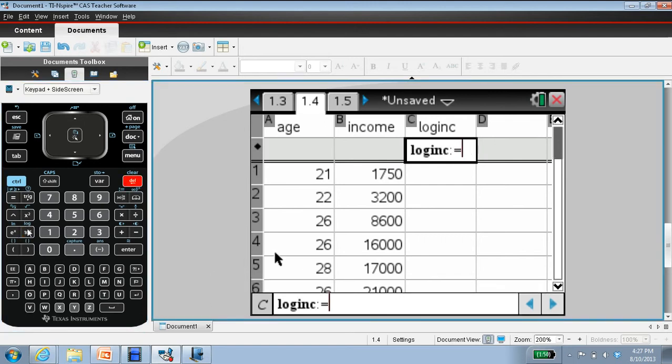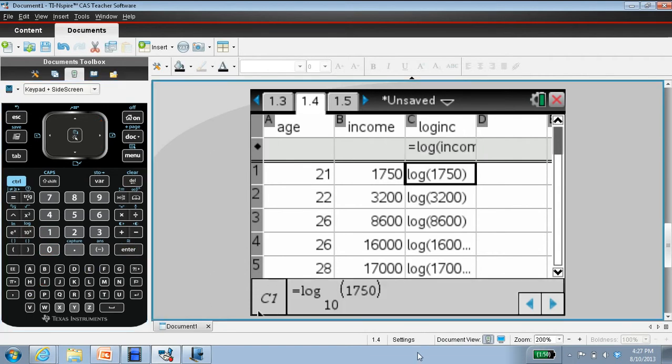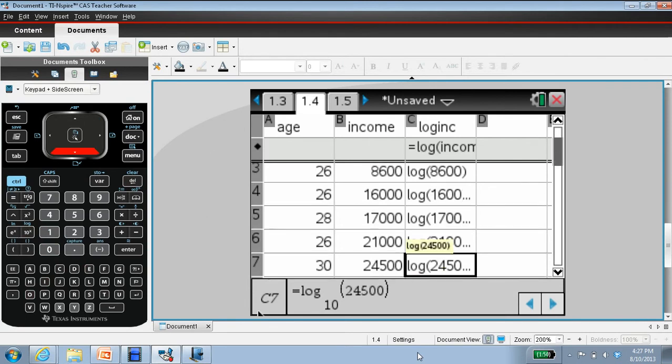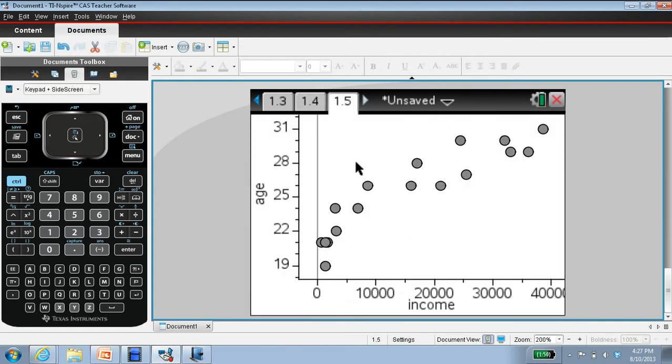Over on the keyboard here, I'm above the 10 to the power of x button. There's a little word log. So if I press Control 10 to the power of x, it brings up a log. Always base 10. Always 10 at the bottom of income, and I type the whole word in and it comes up in bold because it recognizes it. Again, it doesn't matter if you're getting this or you're getting decimals, it doesn't matter which one. Go back to my scatter plot.